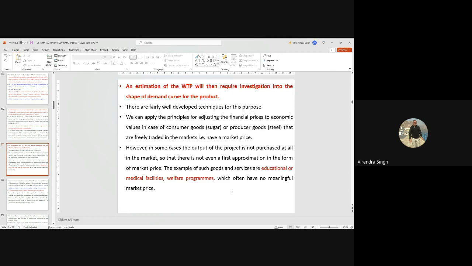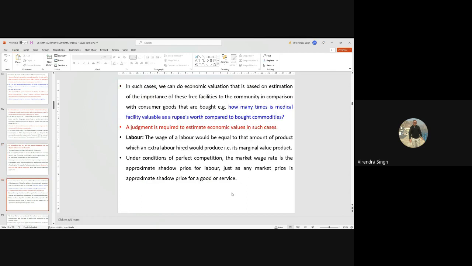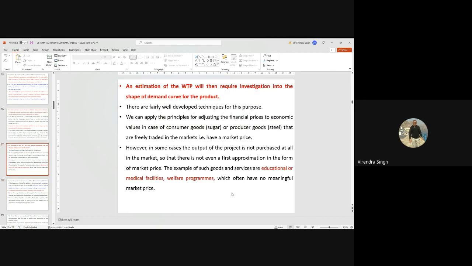So, no doubt there is a problem in valuing the goods or services being created by the project, since we do not have even a first approximation. But we need to consider the value of these for economic valuation purposes. For economic valuation, every outcome of the project needs to be taken into account. Only then can we make a wise choice in the selection of projects.